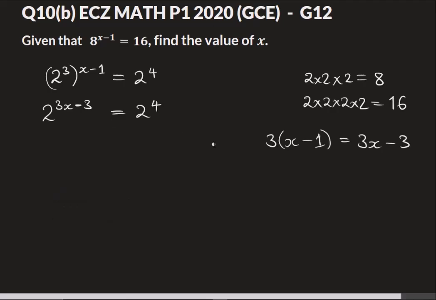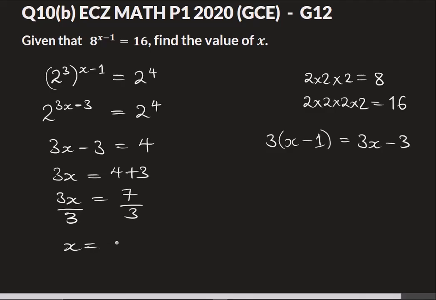Just like we said earlier, we can now equate the powers since our bases are both 2 on the right hand side and on the left hand side. So we can say 3x minus 3 is equal to 4. Then this 3 goes to the right hand side. We have 3x equal to 4 plus 3. 4 plus 3 gives us 7. So 3x is going to be 7. We divide both sides by 3 and x is equal to 7 over 3.